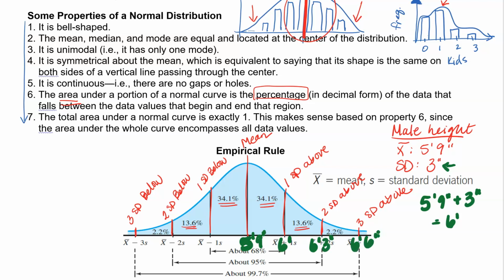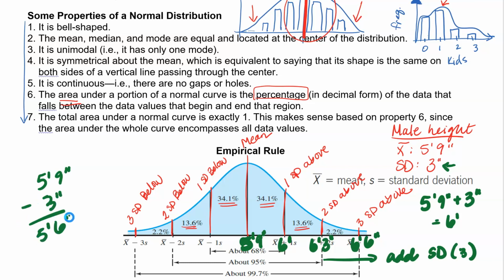Anytime you want to go this way, you're going to add the standard deviation each time, which in this case is 3. To go the other direction, I'm going to subtract 3. So 5 foot 9 minus 3 inches is 5 foot 6 inches. And then subtracting again, 5 foot 3 inches. Subtracting 3 again is 5 feet.